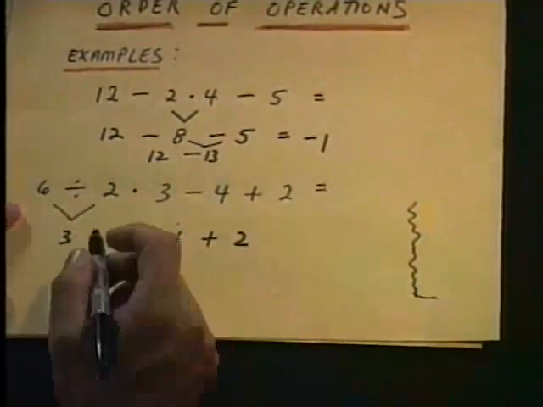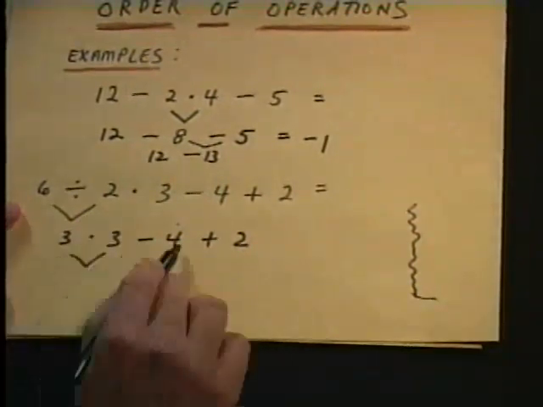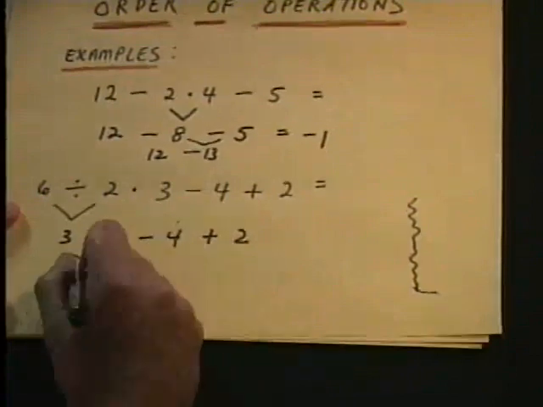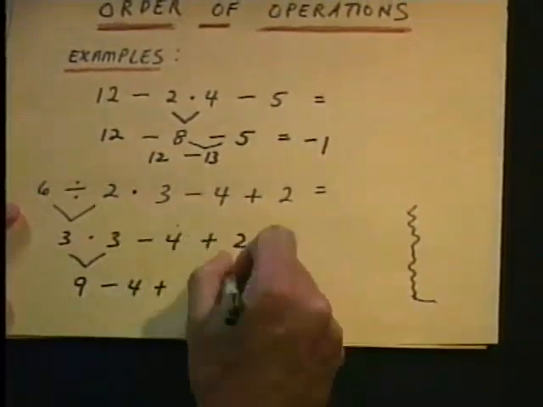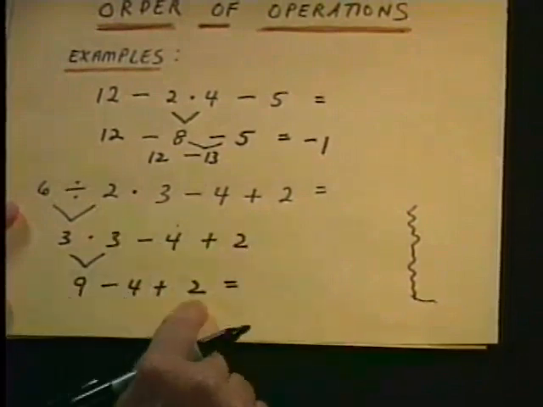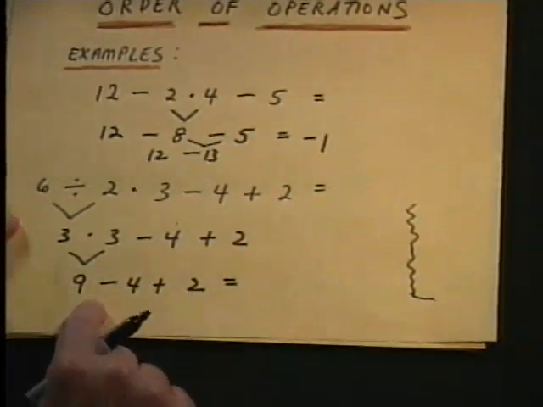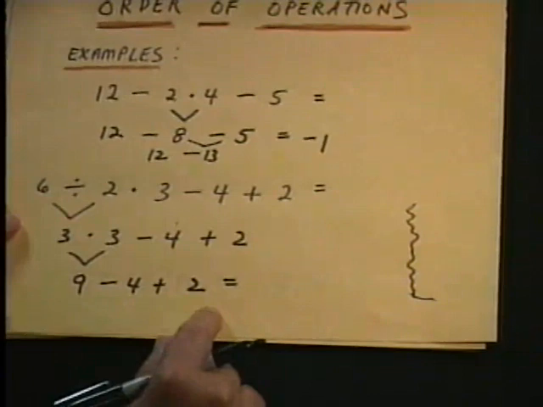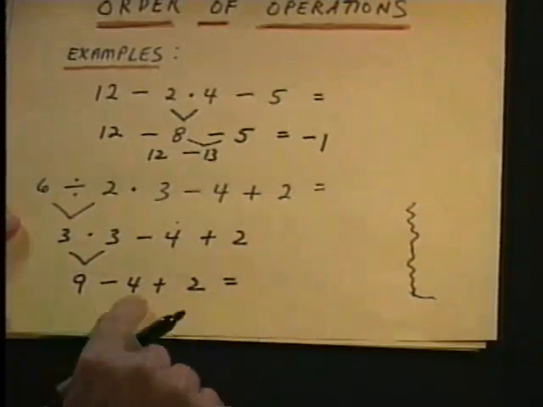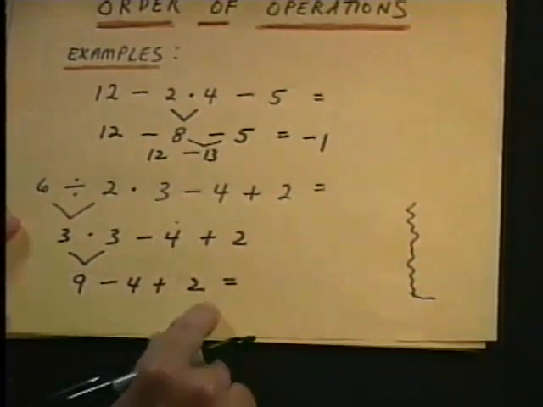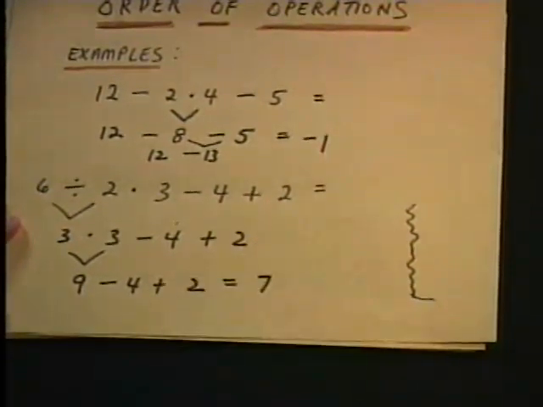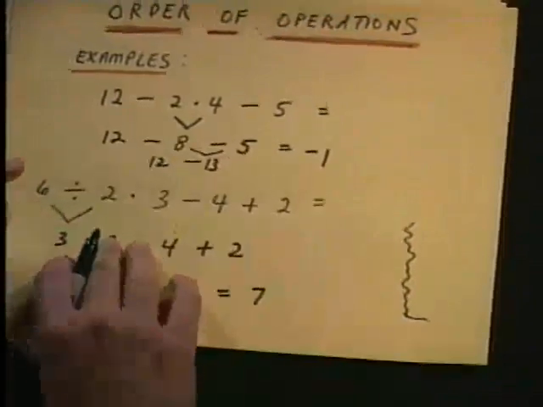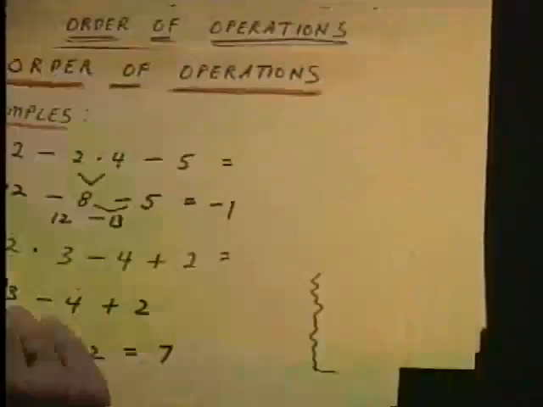Write out the steps. 3 times 3, then, you do the multiplication before any addition and subtractions. 9 minus 4 plus 2. So if you do order of operations correctly, you should end up, in most cases, with an addition or subtraction statement. The commutative property says it doesn't matter which ones we add or subtract together first here. We'll get 9 minus 4 is 5, plus 2 is a final answer of 7. So lots of signs going on in these order of operation problems.